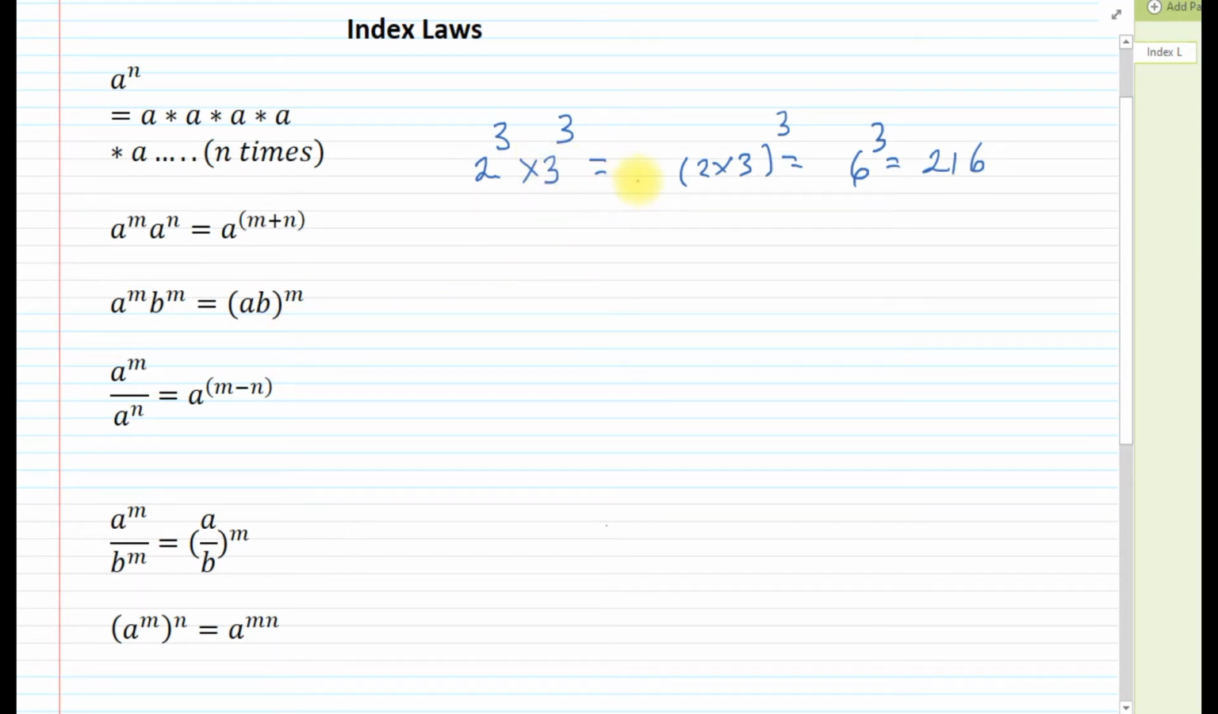So this is the opposite of the case where the indices are different. If the indices are the same, the bases are multiplied together. Let's try another example. Let's use a small index because we don't want to make it too complicated. If I have 4 to the power 2 times 3 to the power 2 times 5 to the power 2, the indices are the same. So the answer would be 4 times 3 times 5, to the power 2. Now 4 times 3 is 12, times 5 is 60. So this will be 60 to the power 2, which will give me 3600.